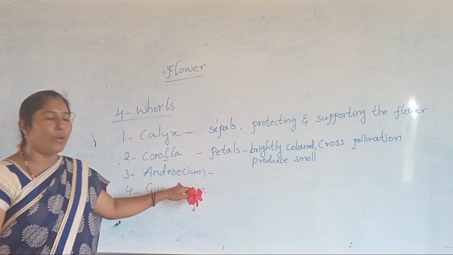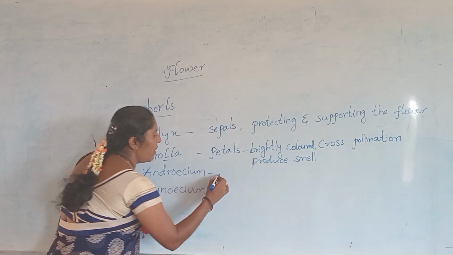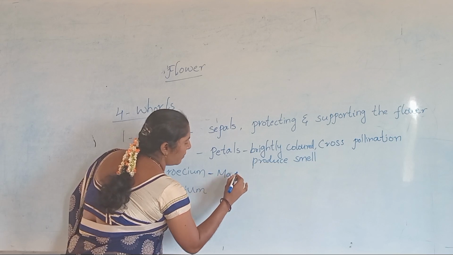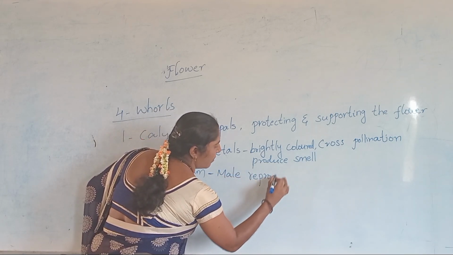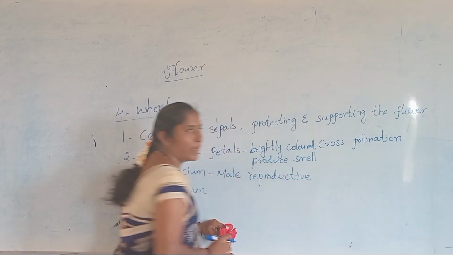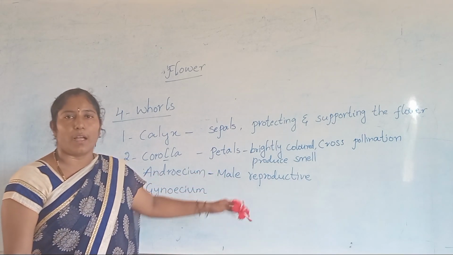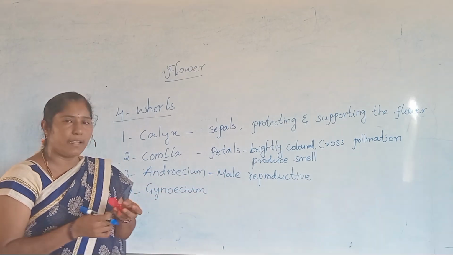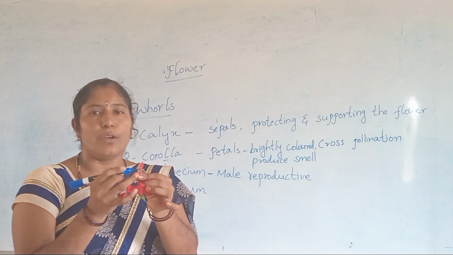And the third whorl is androecium. Androecium is the male reproductive part of a flower. In a flower, the androecium is arranged in the third whorl. And see here, this is the third whorl, the yellow color.